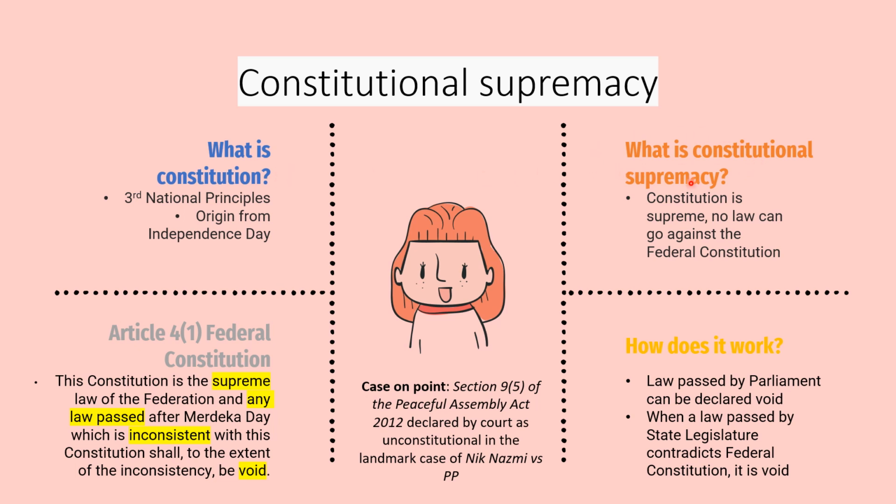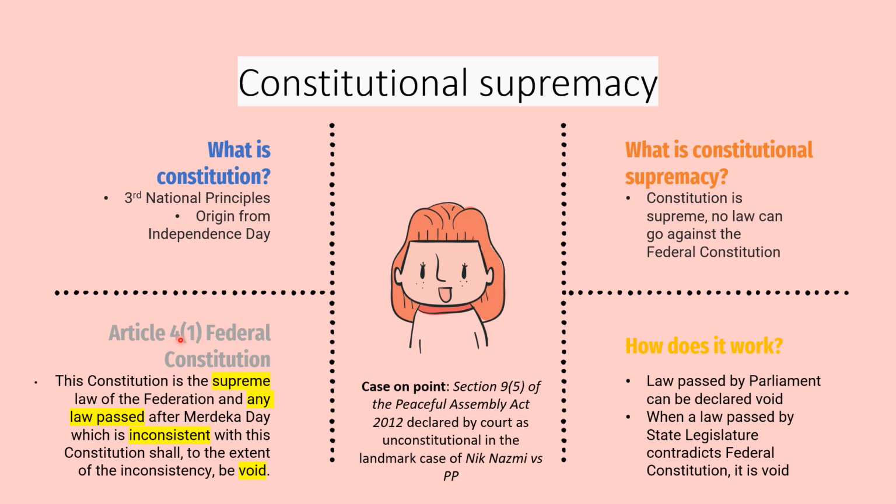What then is constitutional supremacy? It basically means that the Constitution is supreme, or extremely important, and no law, whatever it is, can go against the Federal Constitution or it will be declared void. You know by now that law means rules and regulations. So any of these which are against the Federal Constitution are not valid at all, or void.